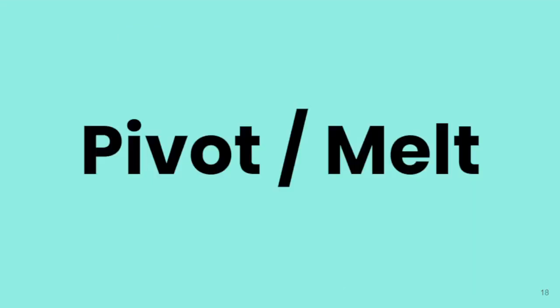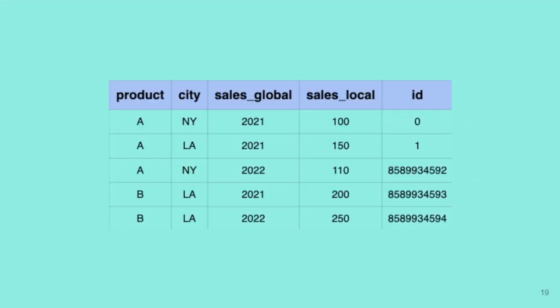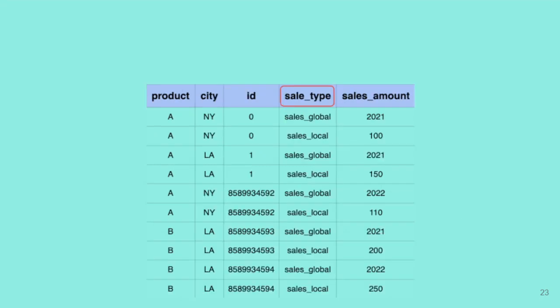Pivot and melt. Melt is a data wrangling operation that changes the format of a table from wide to long. It allows you to unite two different columns into a single column at the expense of adding new rows. In this example, we want to unite the sales global and sales local columns. After using the melt function, we now have a single column, sale type, where the names of the columns in the original table are now values.